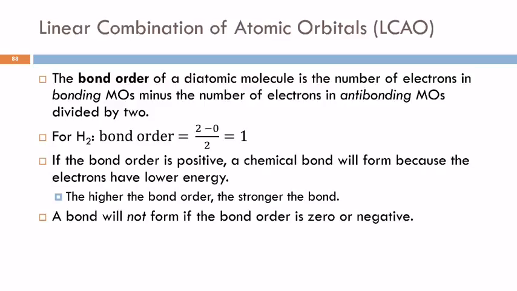Yes? Now, is it over 2 because there's 2 of them bonding? So it'll always be over 2? It'll always be over 2.